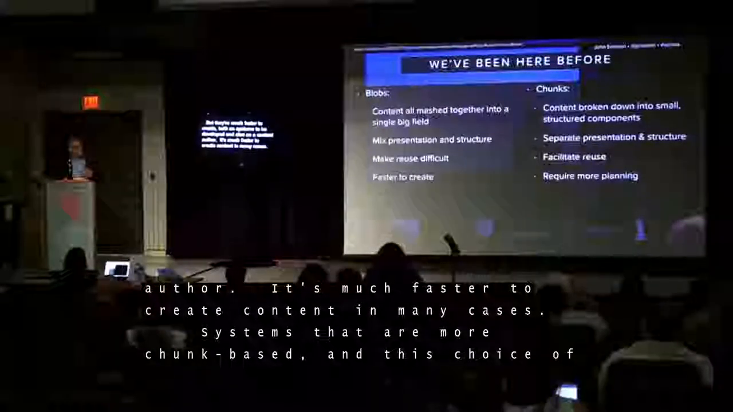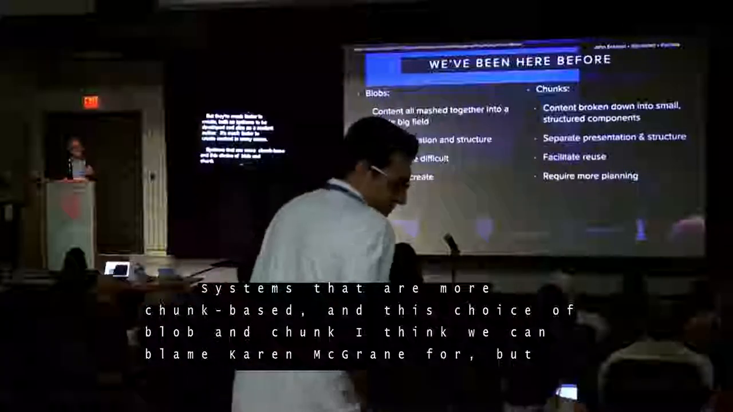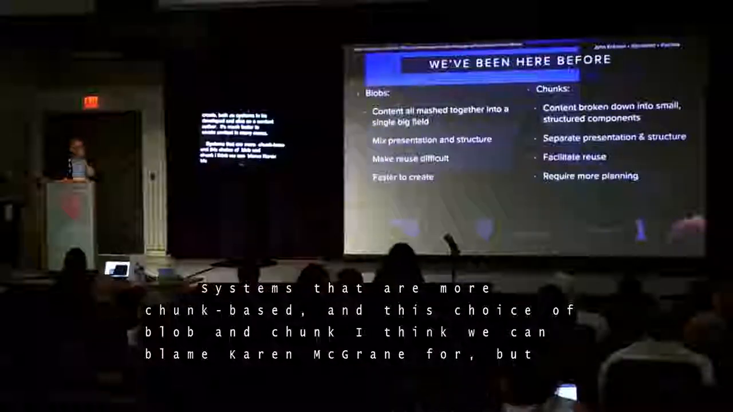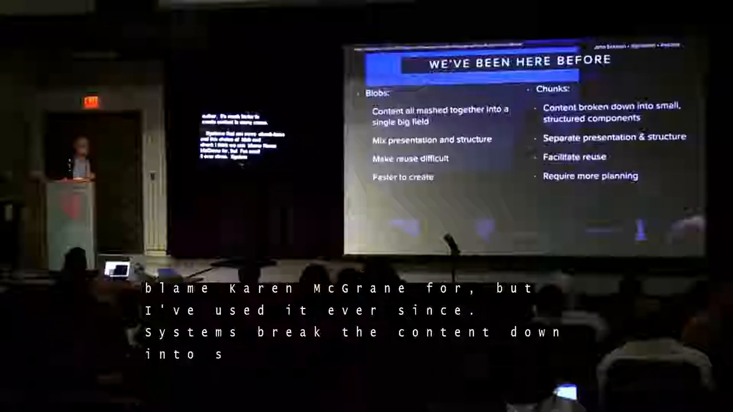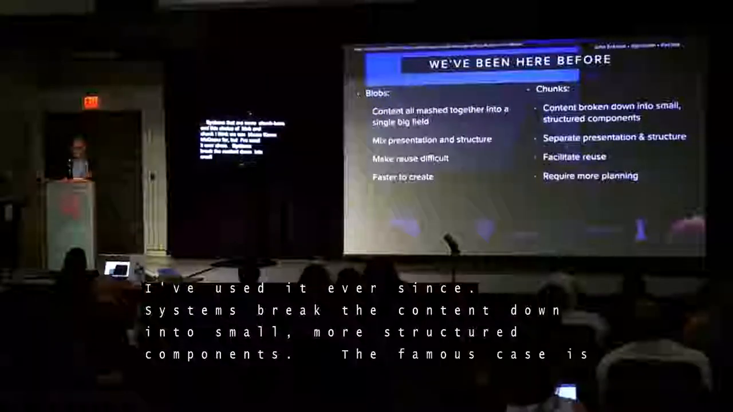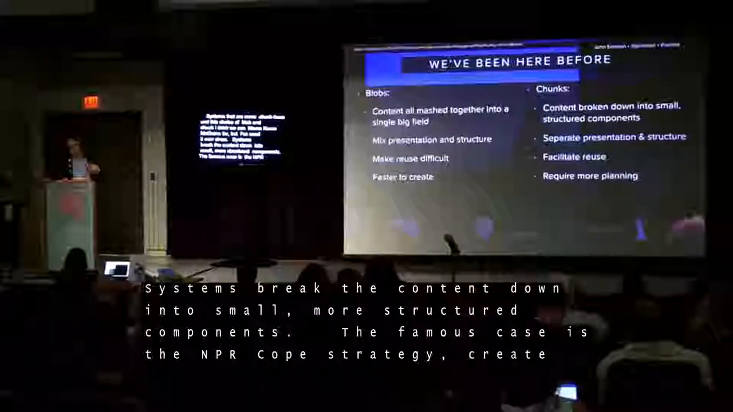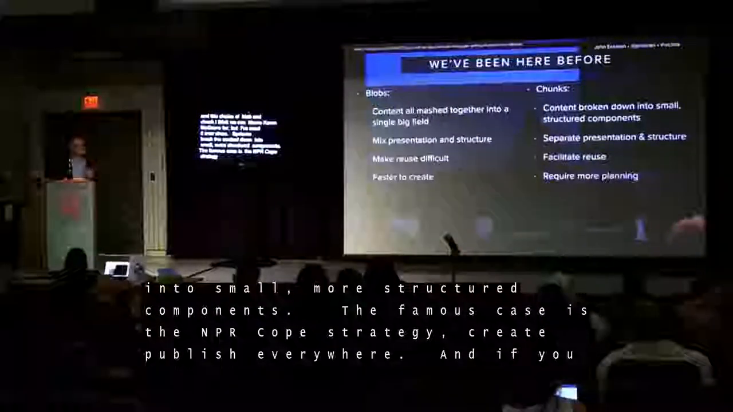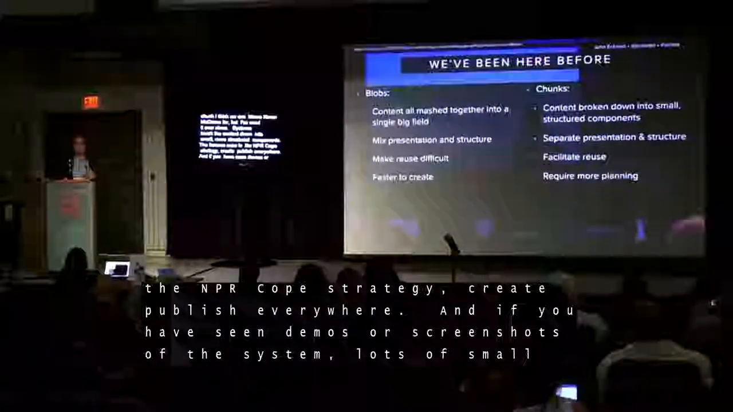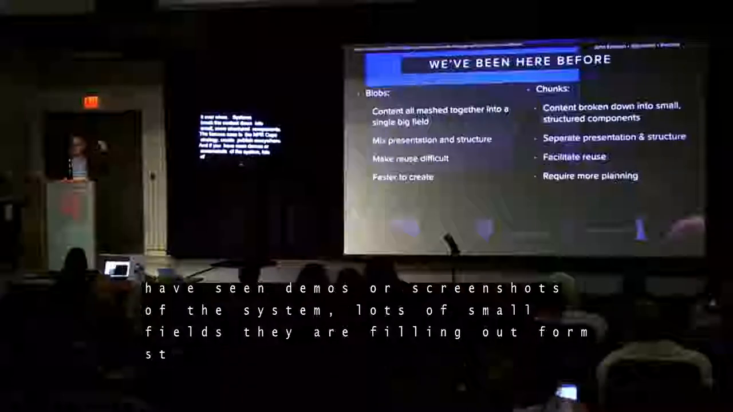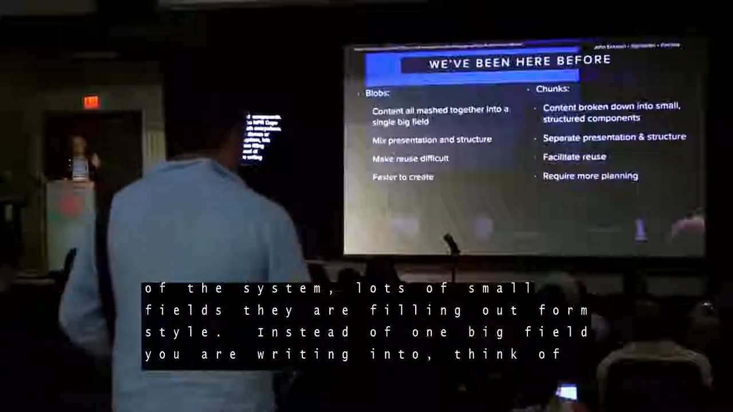Systems that are more chunk-based, and this choice of blob and chunk, I think we can blame Karen McGrane for, but it's one that I have used ever since, try to break the content down into smaller, more structured components. A famous case study here is the NPR COPE strategy, create once, publish everywhere. If you've seen demos or screenshots of that system, there are lots of small fields that you're filling out, form style. So instead of one big field that you're entering all your content into, think of 30 smaller fields, each of which has a specific semantic meaning.